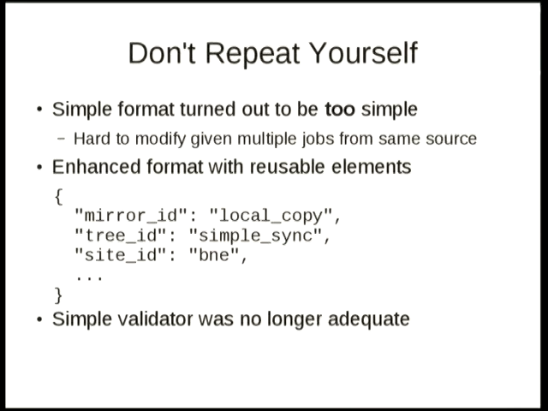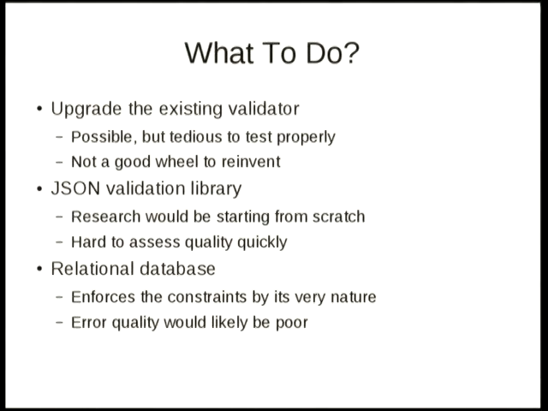And so what I did was I redesigned the user format, the file format, to basically reference out, so that you'd say, right, I'm making this tree, it's part of this local site, which will define a bunch of stuff about the local directories, and I'm copying it from this remote site, which will define all the remote details. And this kind of meant that the simple validator just couldn't handle the job anymore. There was too much extra stuff it needed to do.